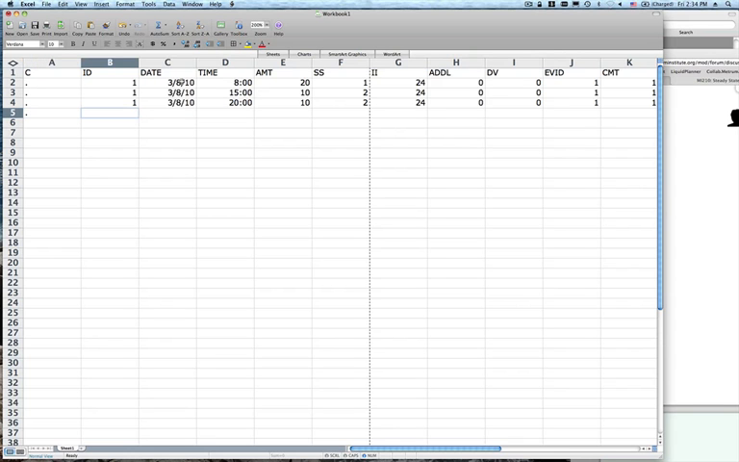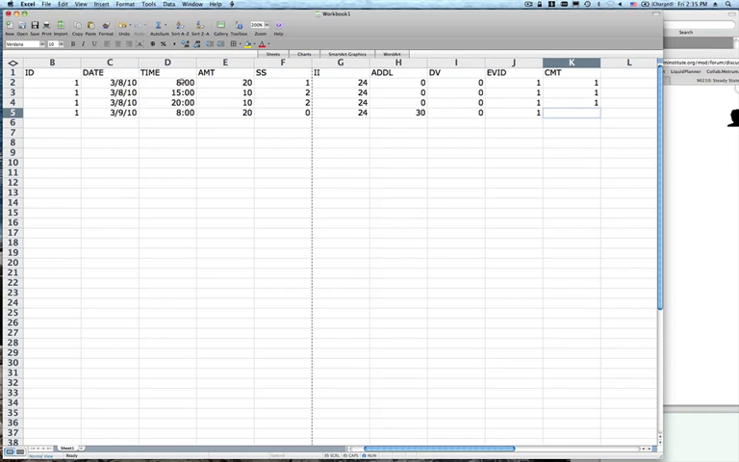And what we would do here is we'd say ID 1. And the date now would be 3/9. And they get their 8 a.m. dose. Again, 20 milligrams, right? Steady state is 0 now. This is not steady state. We're moving forward here. Interdose interval is still 24 hours. Additional: how many additional days? Let's say we're going to continue dosing for another 30 days. Okay. DV is 0. Event ID is still 1. Compartment is 1.